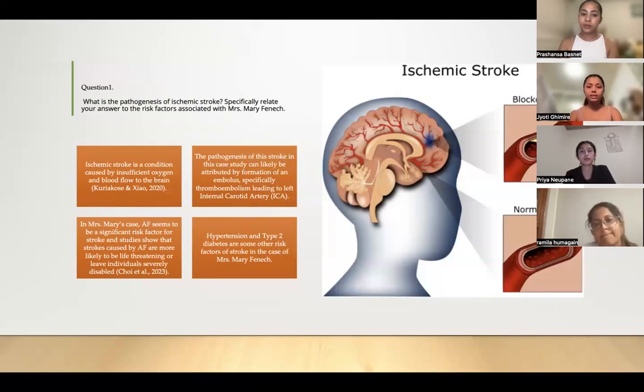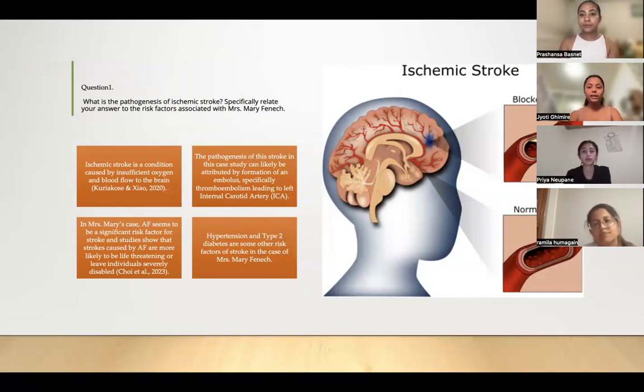In this case study, the pathogenesis of ischemic stroke can likely be attributed to the formation of an embolus, specifically a thromboembolism, which occluded the left internal carotid artery, ICA. Let's look more into it.